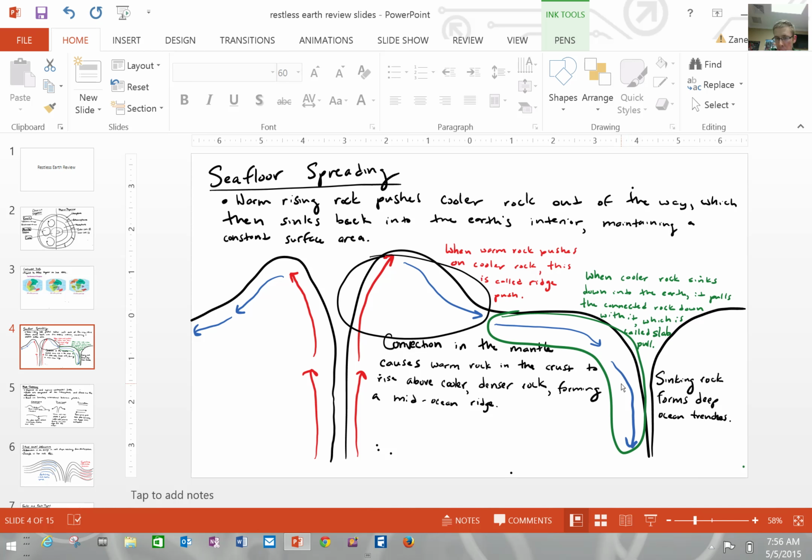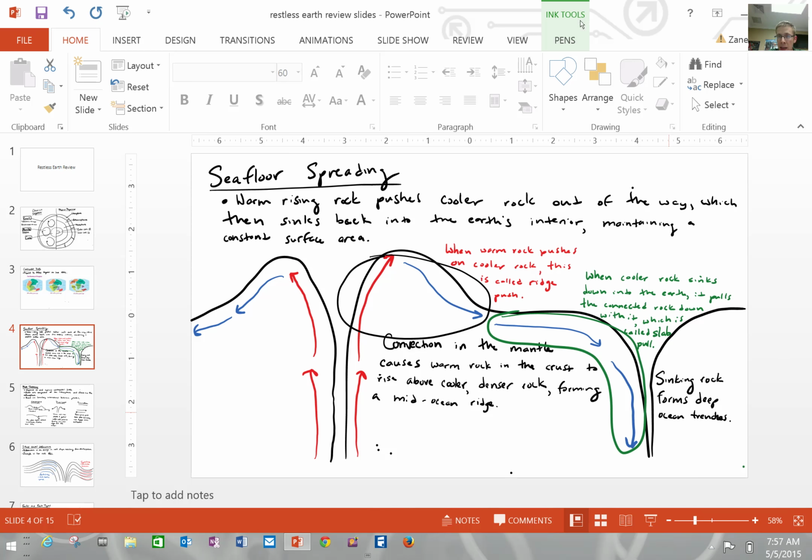Sweet. Let's keep going. Now, when we get sinking rock going back down into the earth, you can see another chasm right here that we're forming. This is how we get deep ocean trenches. So if you imagine some of the trenches that you know of, maybe the Mariana Trench, a lot of those trenches form because of slab pull.